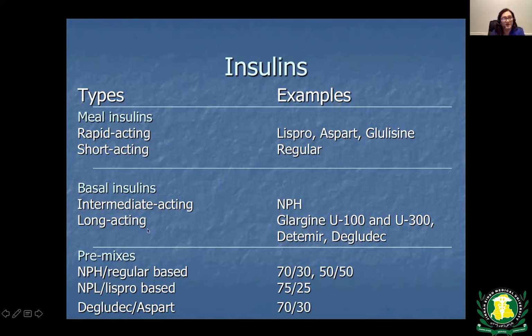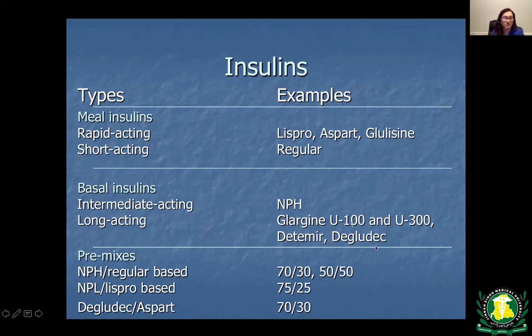The long acting insulins are glargine, which comes in U100 and U300 forms, and then you have detemir and degludec. Whereas the intermediate insulin is the NPH insulin. The NPH insulin lasts for about 14 to 20 hours, so it has to be taken twice a day to provide 24-hour coverage. Whereas most long-acting insulins actually last for 24 hours, and so they don't have to be.